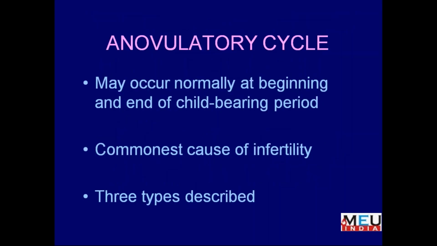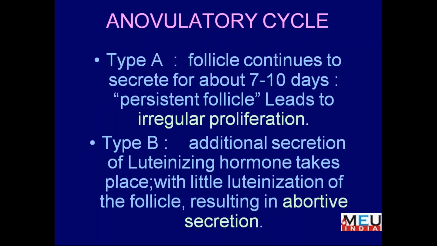There could be any anovulatory cycle, and this may occur normally at the beginning or end of the childbearing period, and is one of the very common causes of infertility. Three types of anovulatory cycle have been described. Type A, the follicle continues to secrete for about 7 to 10 days and there is persistent follicle leading to irregular proliferation.